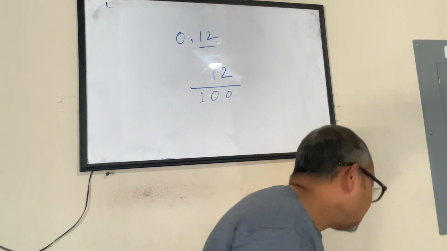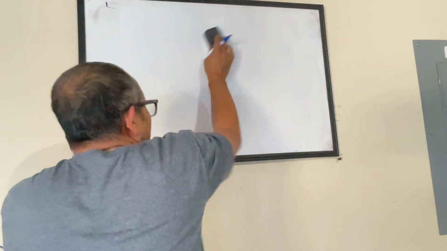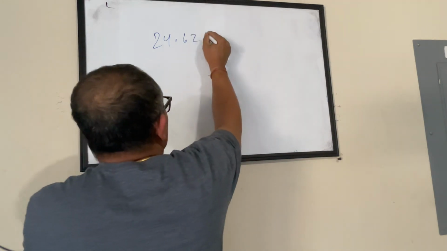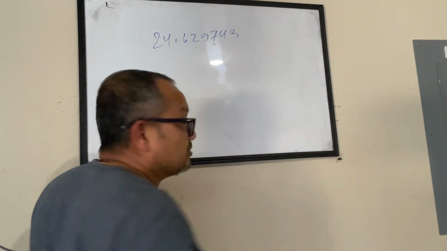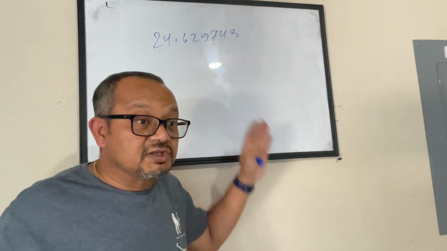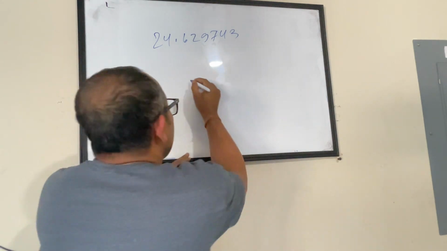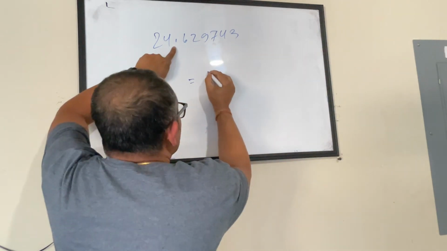Yeah. So now if I say convert 24.629743 into a fraction, people will say, oh, this is a big problem. This is not a big problem. Very simple. You forget about the decimal in the first place.